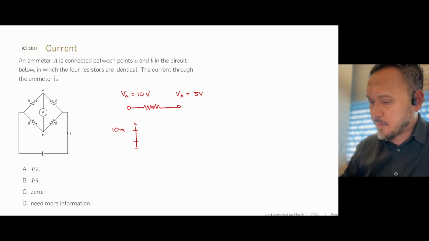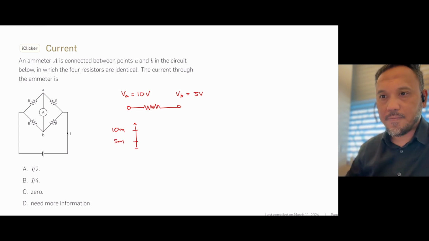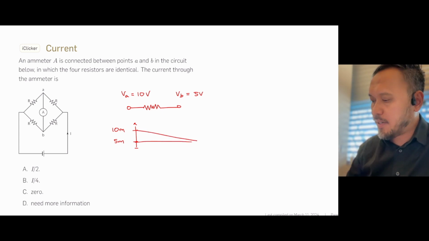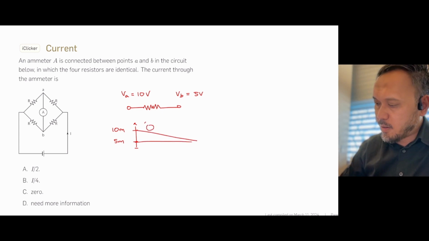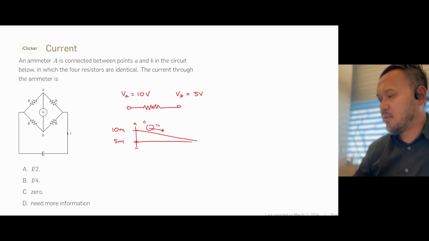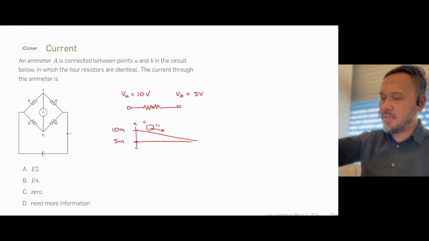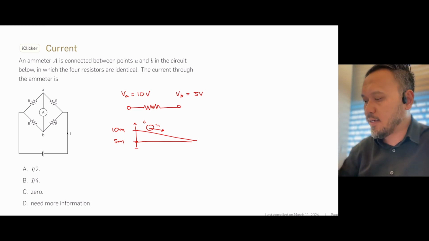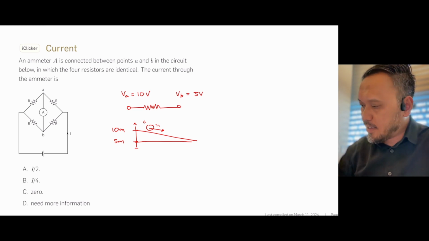Using a mechanical analog, this is similar to an inclined plane. If we roll a ball, the ball will move down from the height of 10 meters to the height of 5 meters. Is that clear?